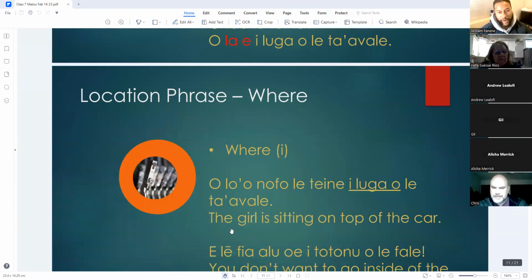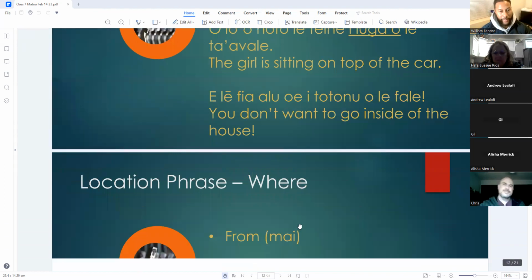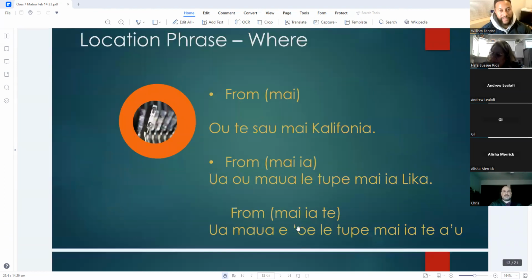And then we already talked about ilunga, o, itutonu, like above, inside, and so forth. Oh, let me get to these. I didn't realize I talked so long. Okay, so my is just from.